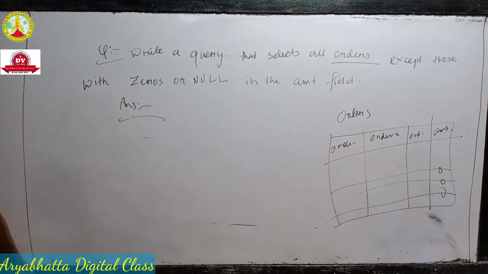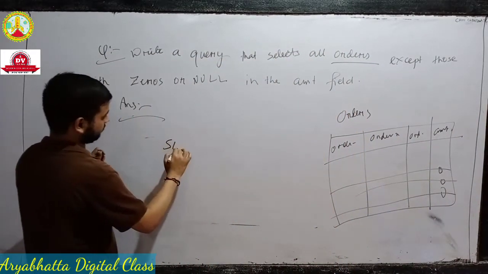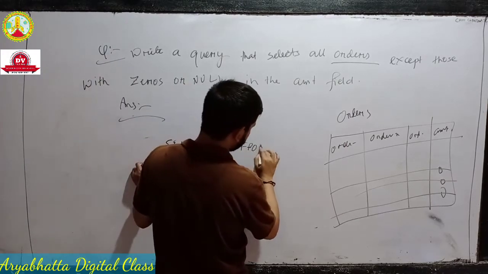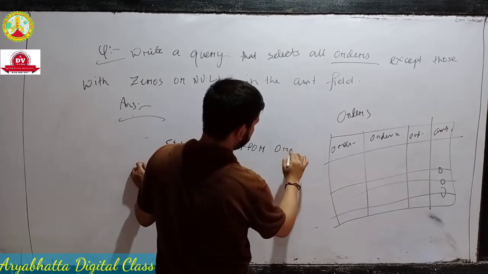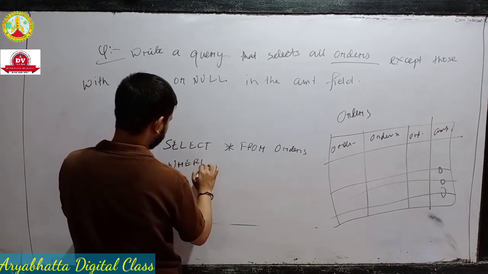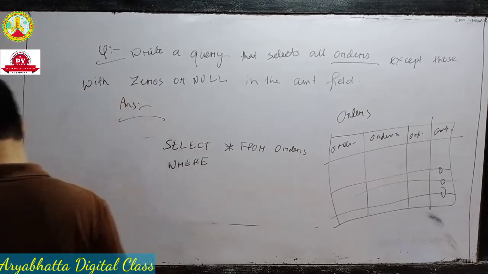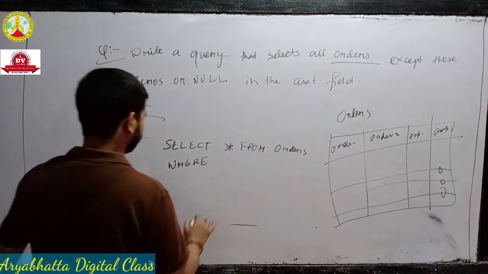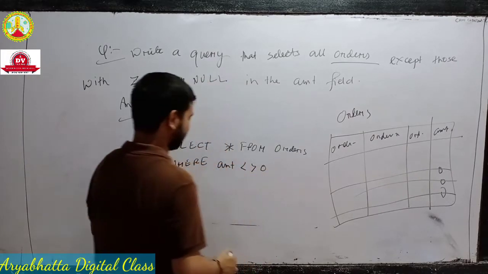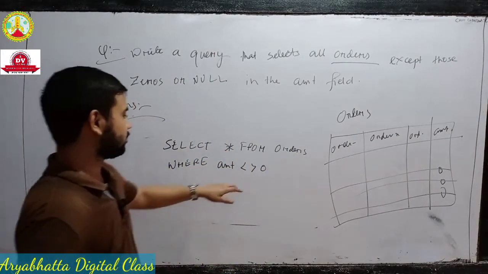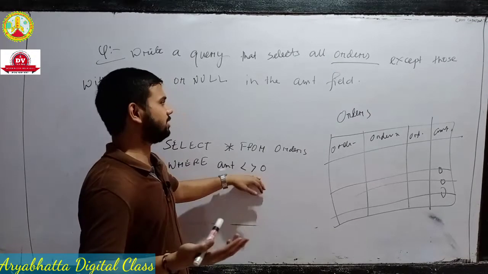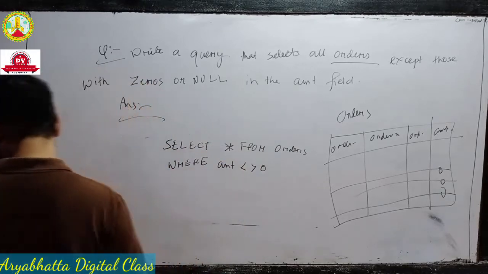So you just write it: select star from orders where amount less than greater than. This means there is no existence, neither less than 0 nor greater than 0, so null will be excluded. That is the concept.